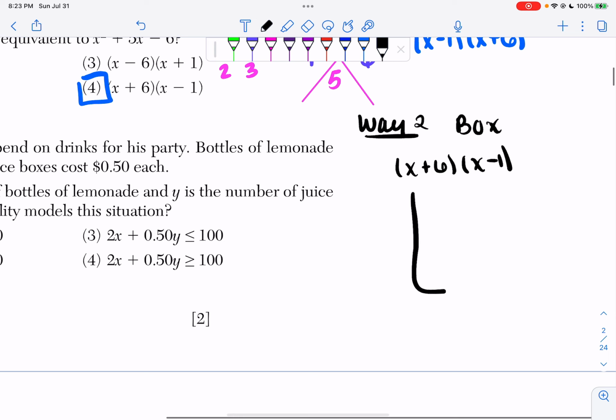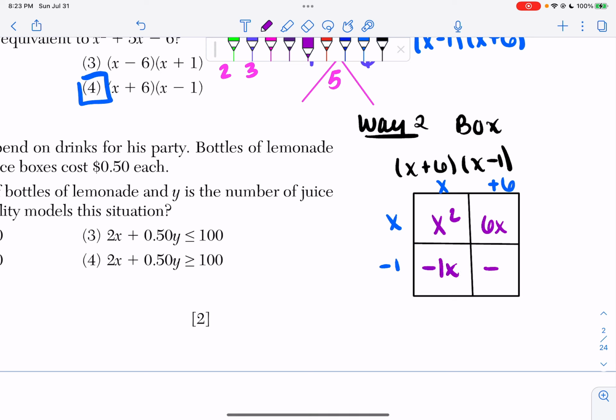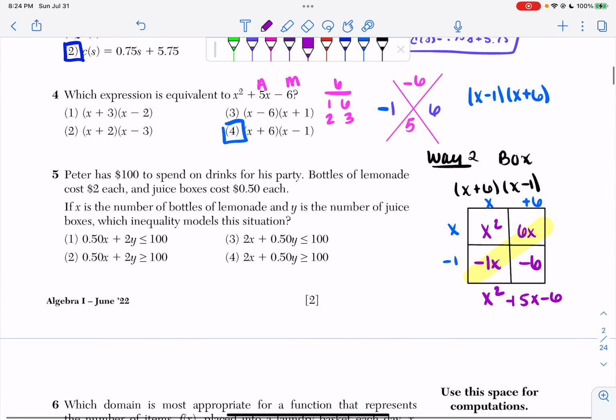So what I'm going to do is draw a box and put my factors on the side. I'm going to do x plus 6, x minus 1. I know x times x is x squared. x times positive 6 is 6x. Negative 1 times x is negative 1x. Negative 1 times 6 is negative 6. Now I'm going to combine my like terms, which in this case are my negative 1x and 6x. So I'm left with x squared plus 5x minus 6, which is exactly what I started with.